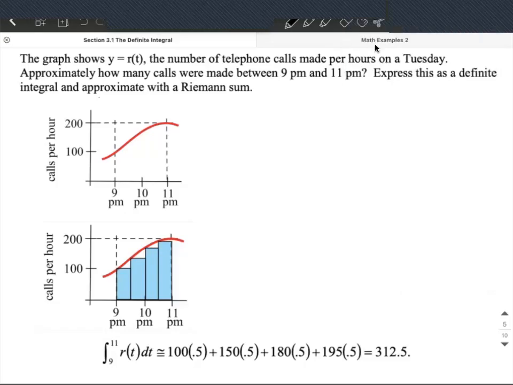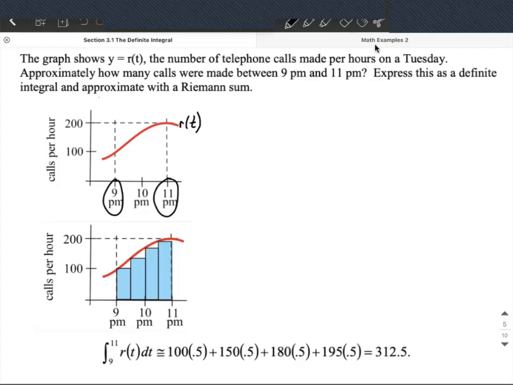Okay, integral notation and Riemann sums. So on this graph, it is named R of t, they tell us, and it represents the number of telephone calls made per hour on a Tuesday. Okay, and approximately how many calls were made between 9 p.m. and 11 p.m.? So those are the values we really care about. 9 p.m. and 11 p.m. is kind of illustrated on our graph.